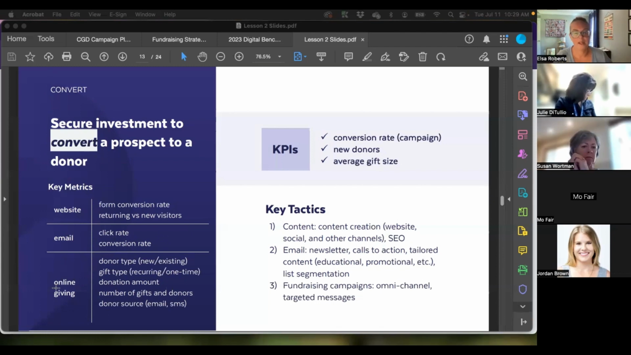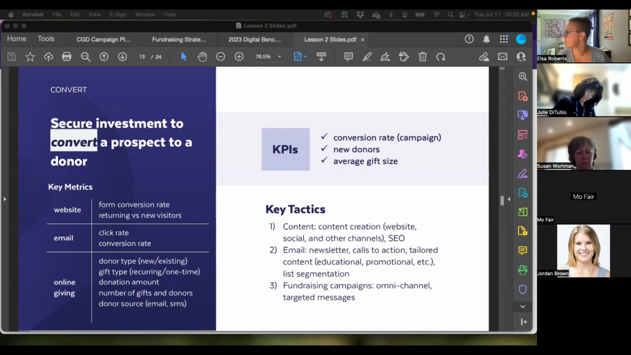For conversion, online giving in particular, you're going to want to pay attention to things like the donor type. Are they a new donor? Are they an existing donor? What type of gift? Is it recurring? Is it one time? The amount of the donation, the number of gifts and donors, and the source of the donation. Did it come through email? Did it come through text? Did it come from direct mail? Being able to understand the source of your donations helps you to know where to funnel more of your resources, right, when you're planning out a campaign.